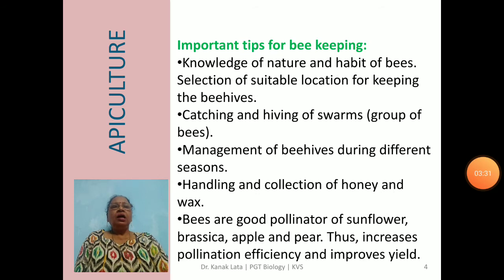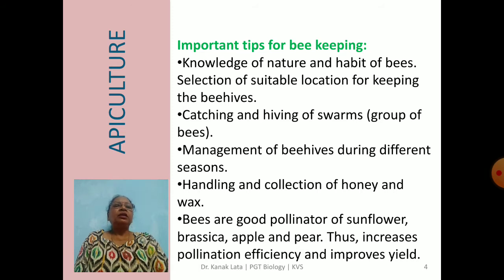Now let us see the tips for beekeeping. First is knowledge of habit of bees. Which food, which types of leaves, which types of flower it prefers. It depends upon the types of the bees. So we should know its nature as well as habit of the bees. Next, selection of suitable location for keeping of beehives. The beehive should be located at certain places where large number of pastures are present.